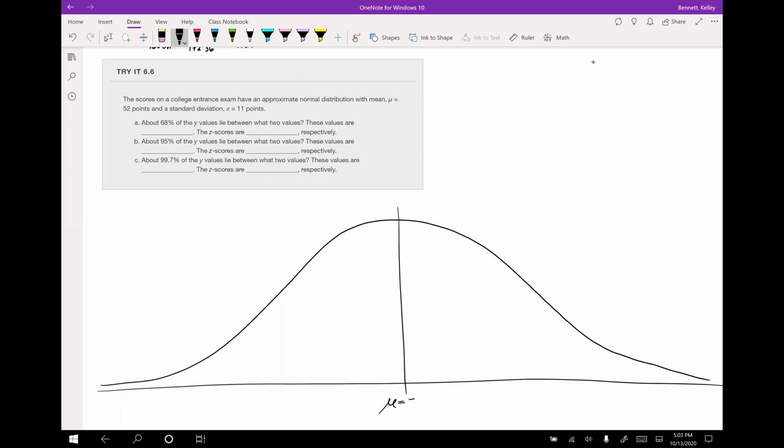So our mean was 52. And then we've got our standard deviation was 11. So that means if I want to make a hop to the right, I'm going to go up by 11. So 52 plus 11, that puts me at 63. If I want to go up another standard deviation, that's another step, that's 11. That's going to put me at 74. If I want to go up another standard deviation, I got to go up 11 again. That's going to put me at 85.